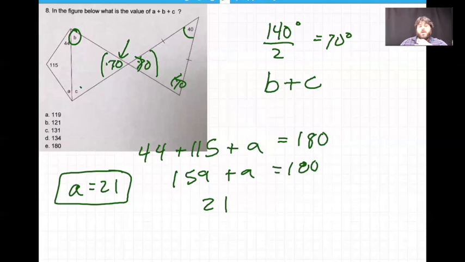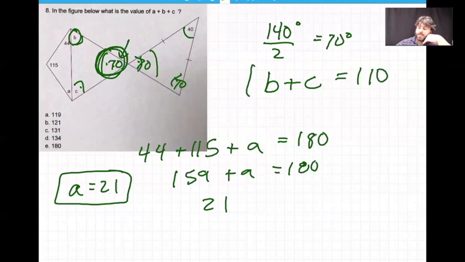right? B plus C has to be 110, because we've already got a 70-degree measure. That means the other two have to add up to be 110 because all three should add up to be 180. We've already got 70, and 70 and 110 is 180.